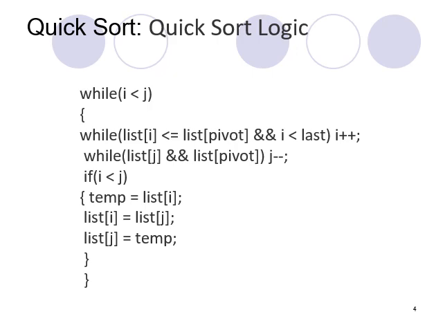Then we compare the pivot value with the i value. If the pivot value is greater than the i value, we increment i. If the j value is greater than the pivot value, we decrement j. Otherwise, we swap the i value and the j value. If i equals j anywhere, then we swap the pivot with the j value. So this is the logic for QuickSort.